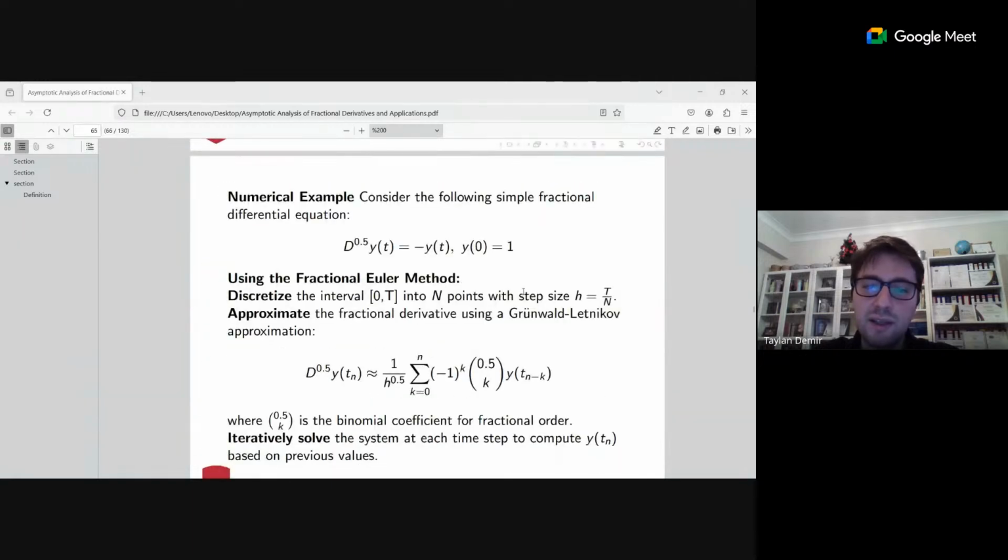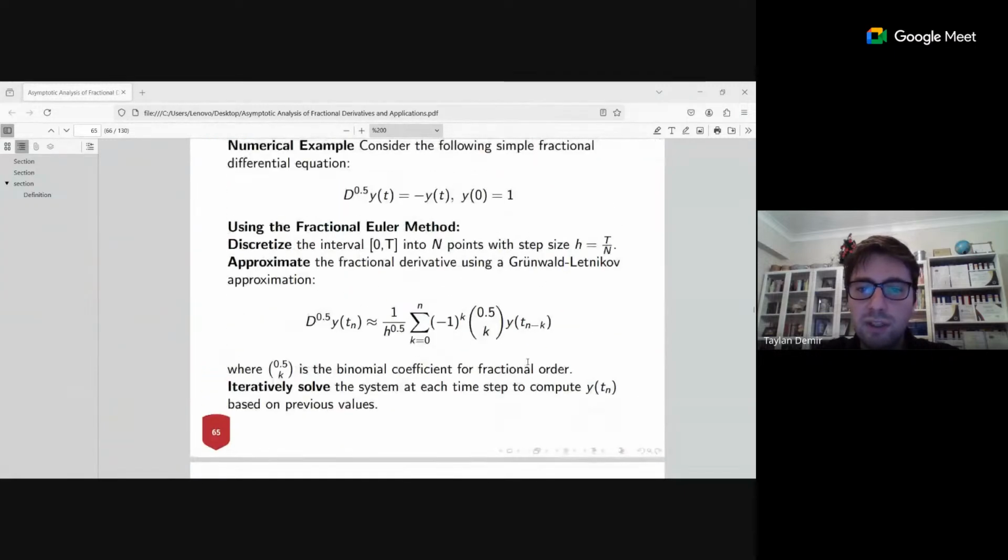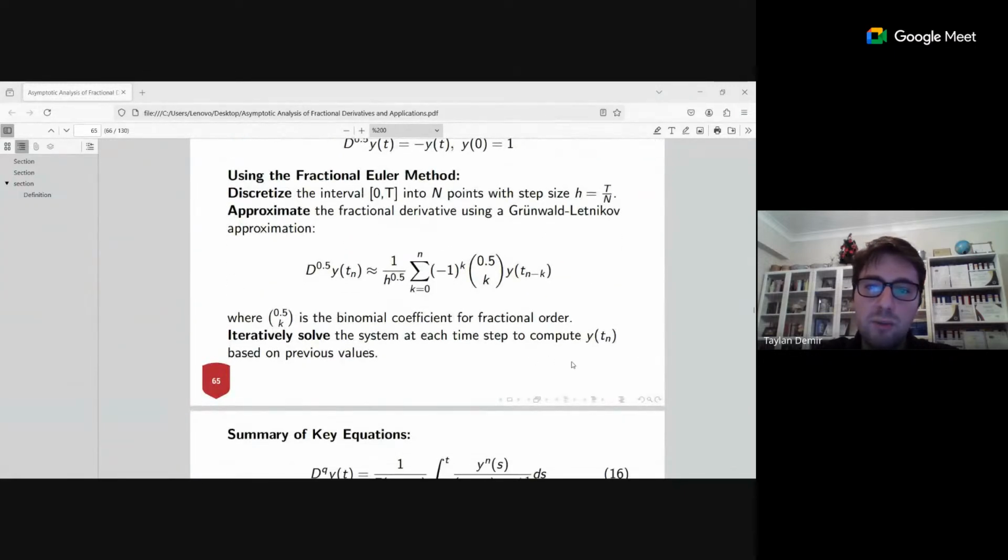This is a numerical example. If we assume that alpha is equal to 0.5 as the fractional order of the derivative, and our model is here with this initial condition, now we need to use the fractional Euler method.